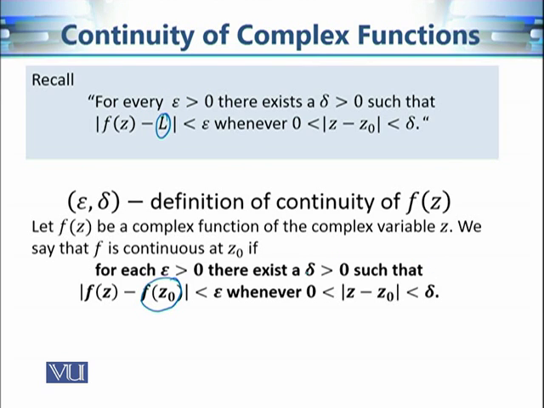For every epsilon there exists delta such that the distance between f of z and f of z naught is less than epsilon whenever the distance between z and z naught is less than delta. So we can say that the difference between the functional values and f of z naught is as small as we want as we approach this point z naught. In other words, small changes in the domain around z naught would result in small changes in the functional values around f of z naught.